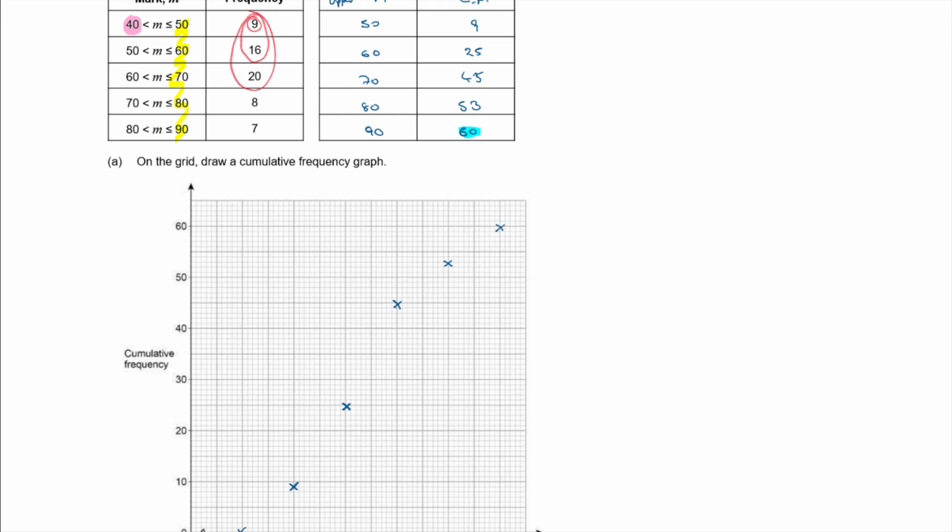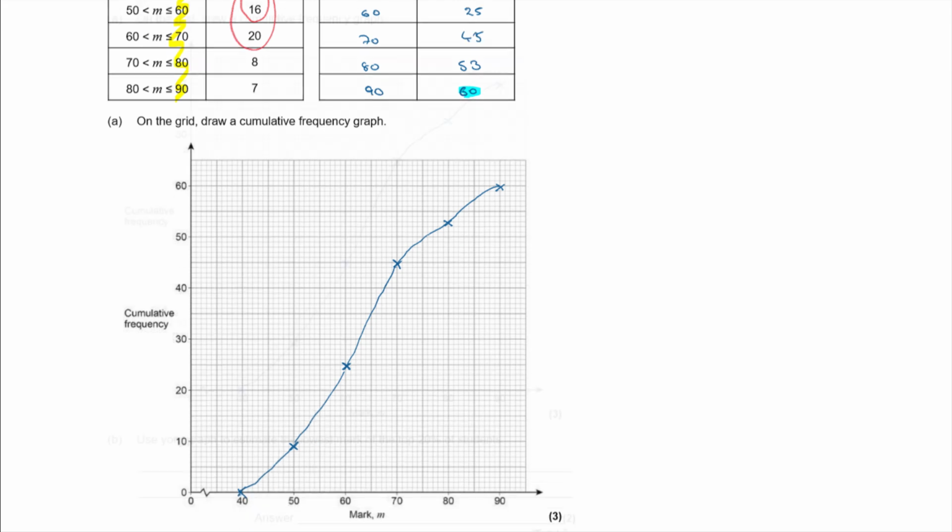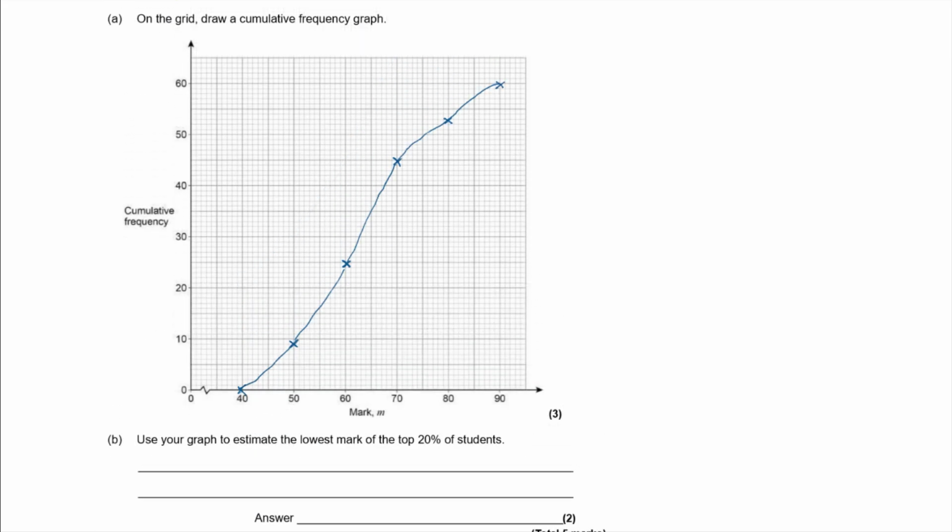Once you've plotted all your points, then you're going to just carefully draw that distinctive S-shaped cumulative frequency curve through each of your points. It kind of flattens out at the top. So there we go, like that. Right, so there's my cumulative frequency curve. I bet they're going to ask me something about it now, aren't they? Use your graph to estimate the lowest mark of the top 20 students.